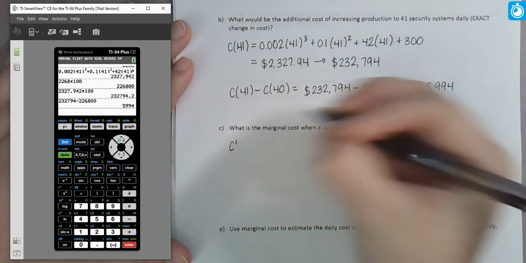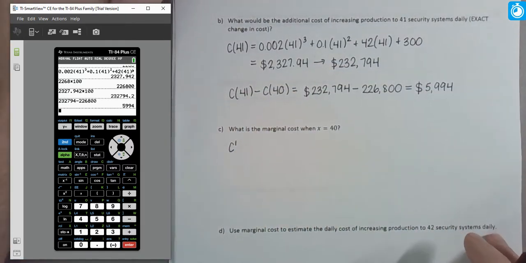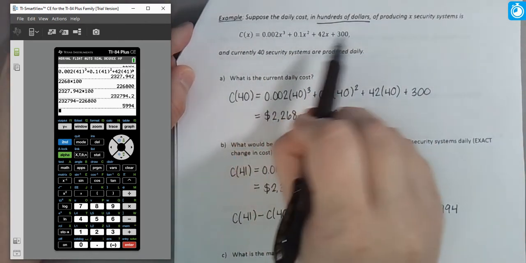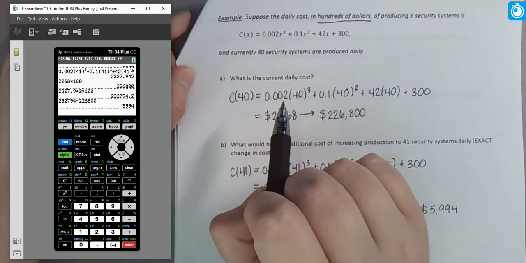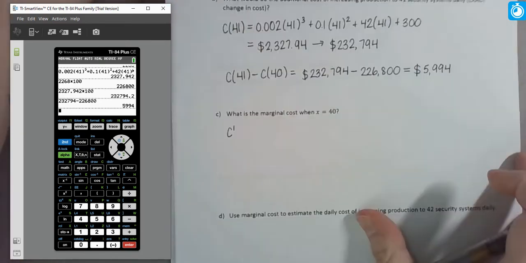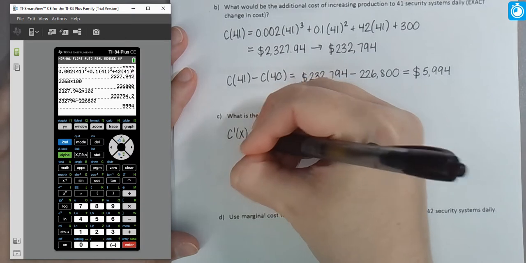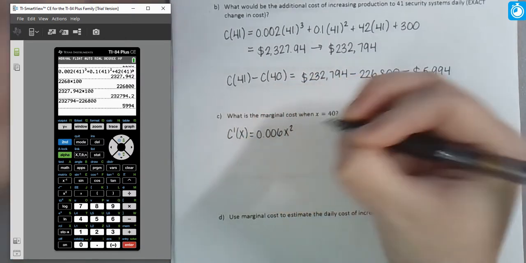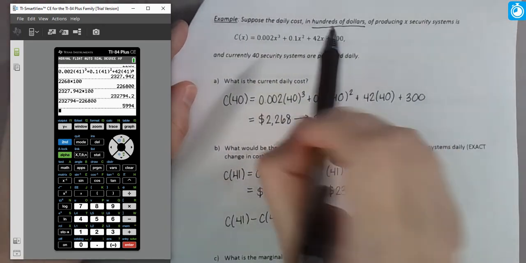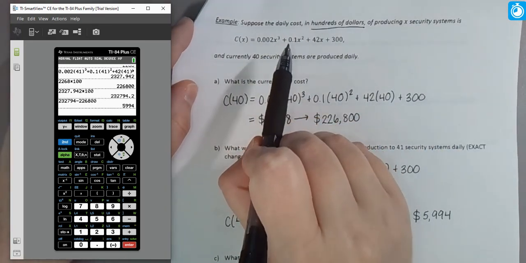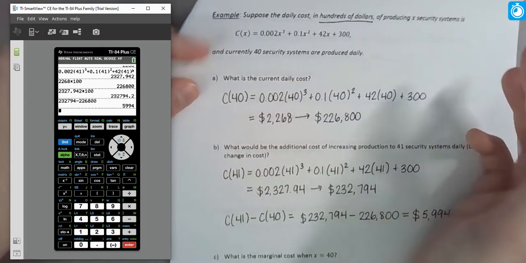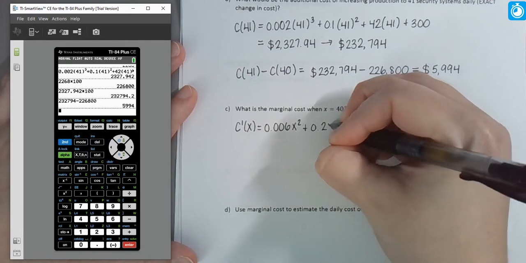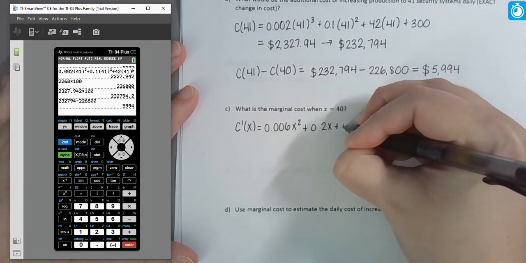So why does it help? Well, it's going to save us some time, and I'll show you why. So we want the derivative of the cost function. So take our derivative, so bring down your 3. So 0.002 times 3 is going to be 0.006. That's going to be x squared. Okay, 0.1 times 2, bring that down, so 0.2x, and then 42. So plus 0.2x plus 42.